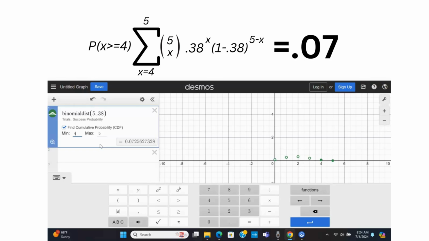Okay, I hope that helped you understand probability problems where you see the words exactly or at most or at least.